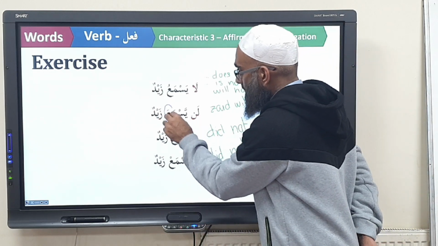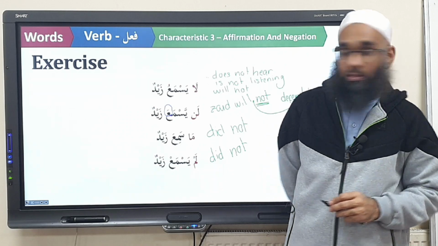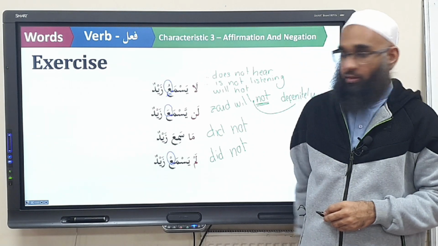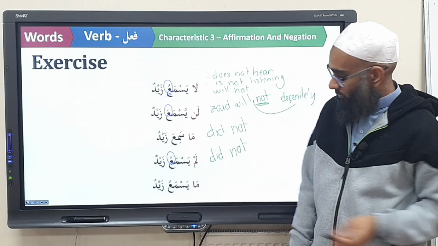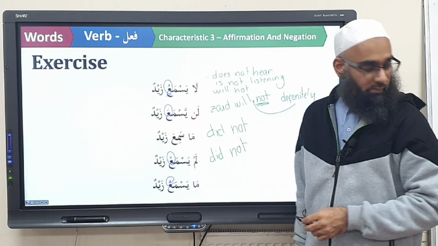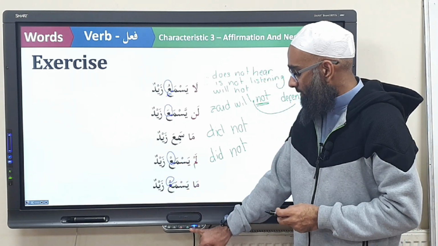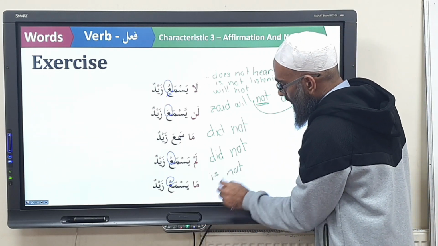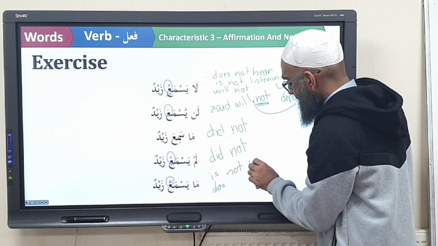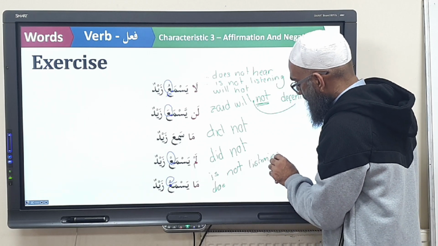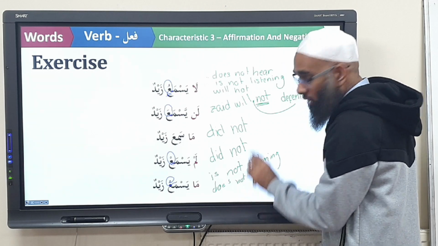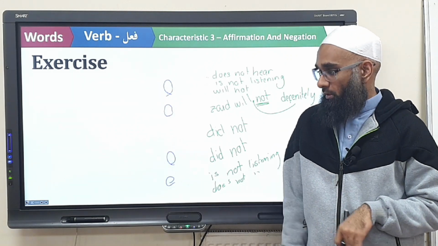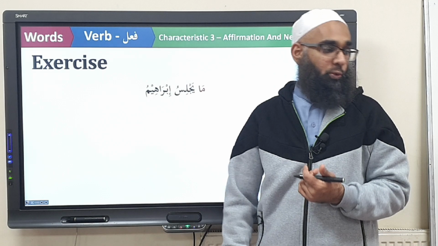And what happens here? Lan makes it what? What state is yasma'a in? Mansoob. And lam is in which state? Majzoom. And yasma'u is in which state? Marfu'. Ma yasma'u Zaidun. What state is yasma'u in? Marfu'. What's the translation of ma yasma'u Zaidun? Is not listening, or does not listen. Not future tense. Is it clear? Is the negative particle becoming clear to you? Okay. Let's do yajlisu. So your turn.